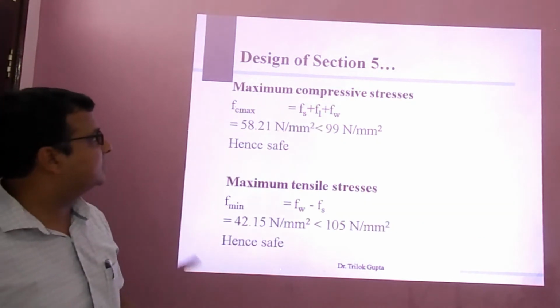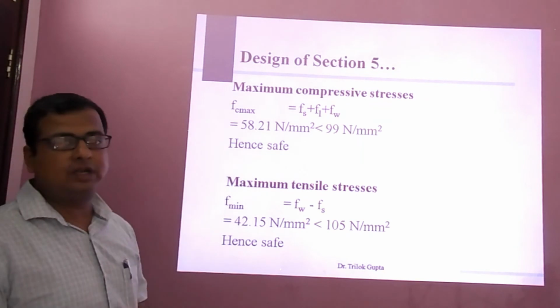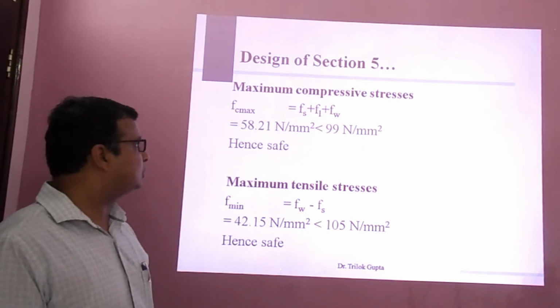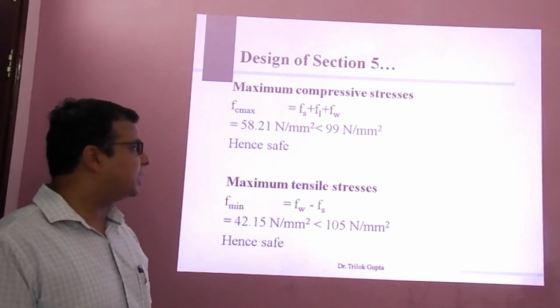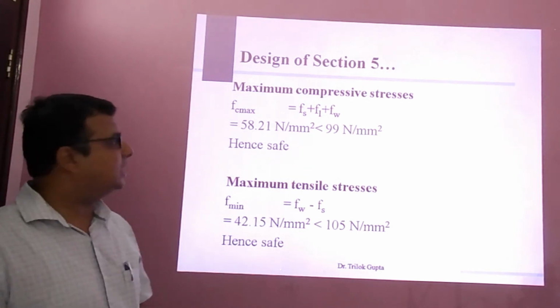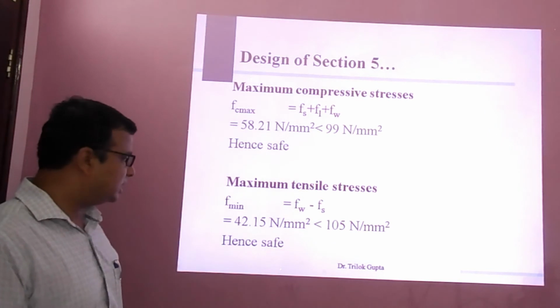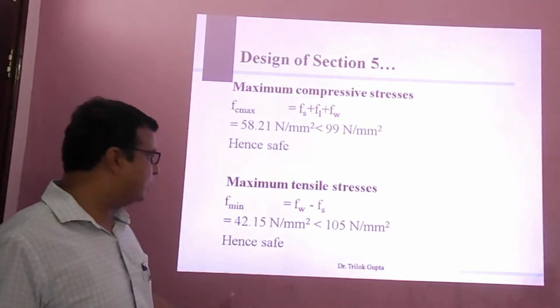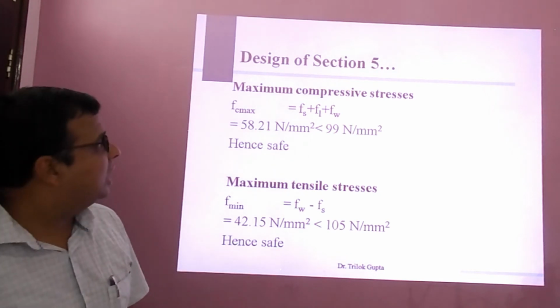Now the maximum stress will be the summation of all three stresses: due to self weight, due to weight of lining, and due to the wind force. That will be 58.21 Newton per mm square, which is less than 99, hence safe. The tensile stress will be 42.15, which is less than 105, hence our section is safe in tension.